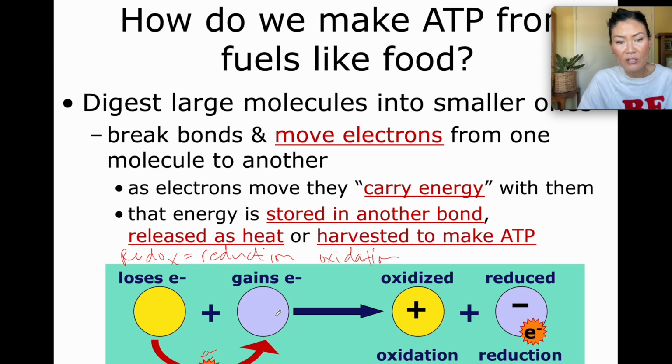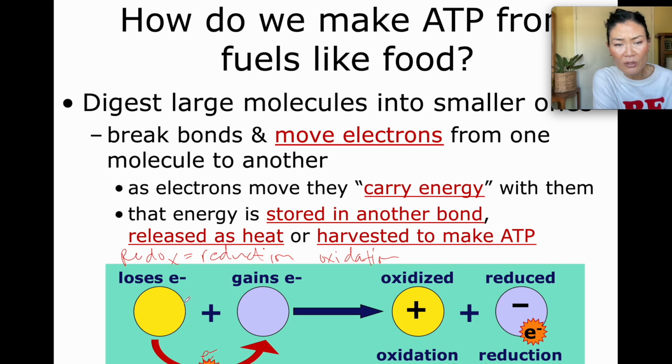This one gets reduced. I know that sounds very counterintuitive. Like if it gains an electron, it becomes reduced. It seems like when something gains something, it shouldn't be called reduced, right? Because that word reduce makes it sound like it's losing something. But in this case, it's gaining negative charges, okay? So maybe you can think of it that way. If it gains negative charges, it becomes more negative. So maybe it becomes more reduced in its charge, okay?